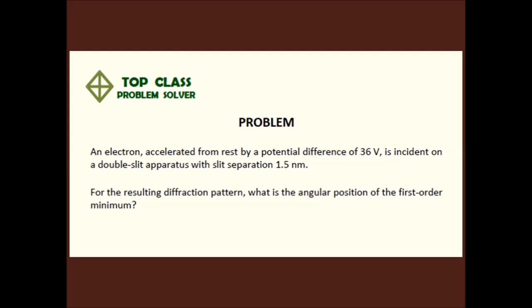An electron accelerated from rest by a potential difference of 36 volts is incident on a double-slit apparatus with slit separation 1.5 nanometers. For the resulting diffraction pattern, what is the angular position of the first-order minimum?